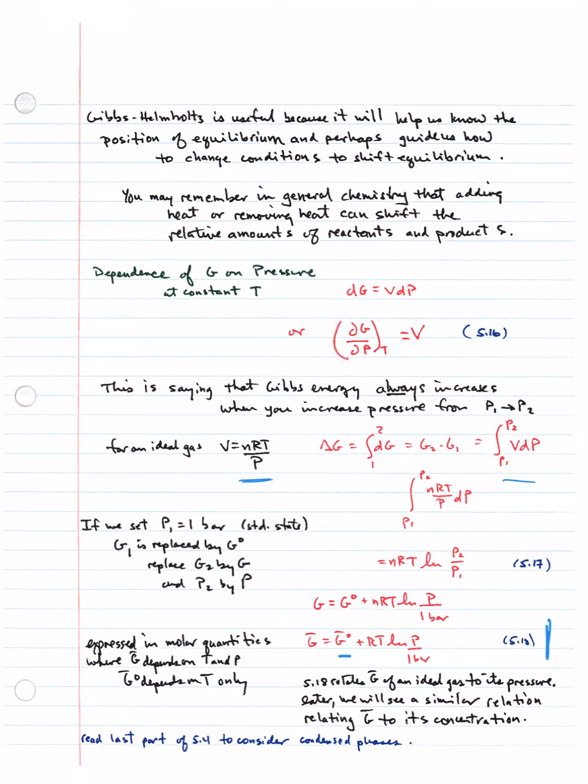What this is saying is that if you know the Gibbs energy in its standard state, 1 bar, adjusting the pressure essentially adds a correction term. Read the last part of 5.4 to consider condensed phases. Essentially there, you're not having a great effect on the Gibbs energy if you change the pressure on a solid or a liquid. Maybe if you're doing some calculation of geological changes when pressures are so large, but I think there may be an end of chapter question that relates to that.